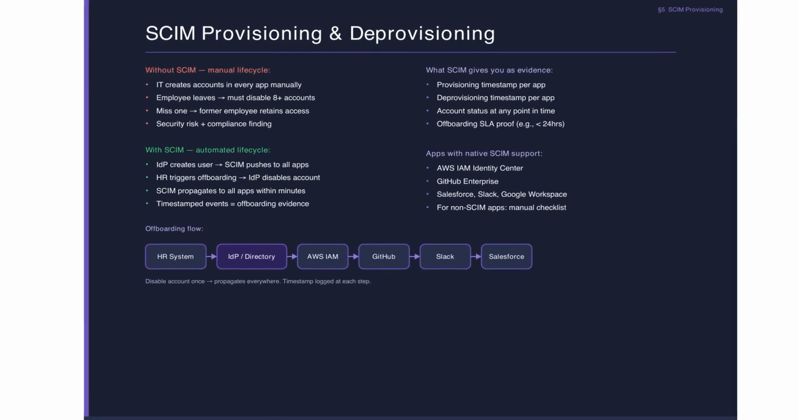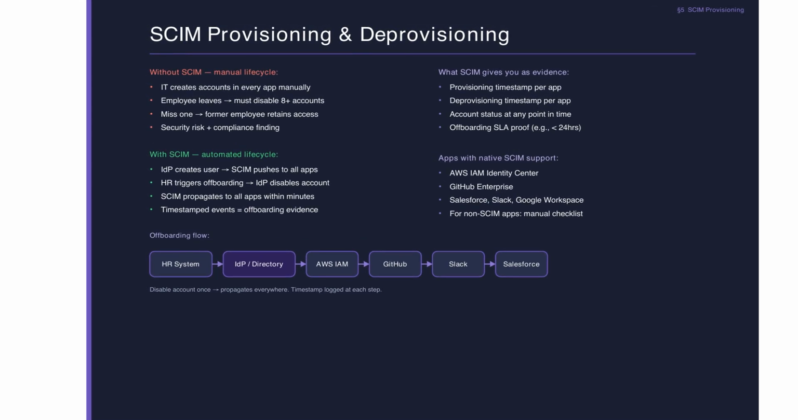Authentication is only half the life cycle. The other half is provisioning and deprovisioning, and that's what SCIM automates. SCIM stands for the System for Cross-domain Identity Management. Without it, the life cycle is manual.